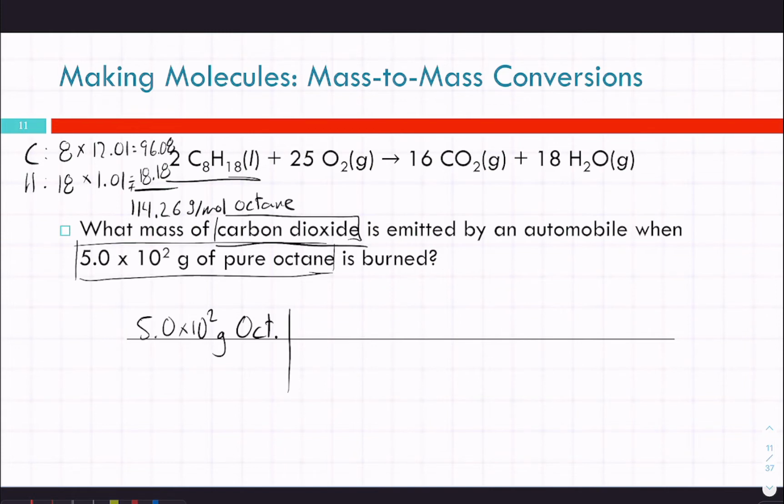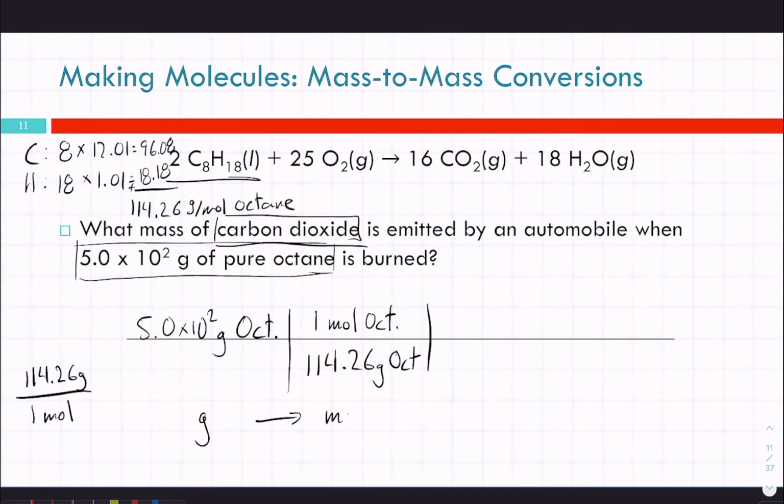So remember, grams per mole, this is 114.26 grams per 1 mole. That's our conversion factor between grams and moles of octane. So we'll divide by this 114.26 grams of octane and convert it into moles of octane. So now we've converted from grams of octane to moles of octane.